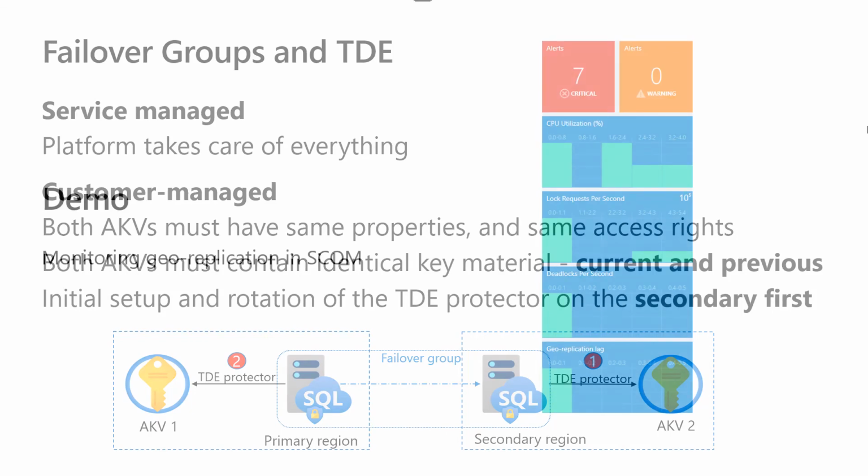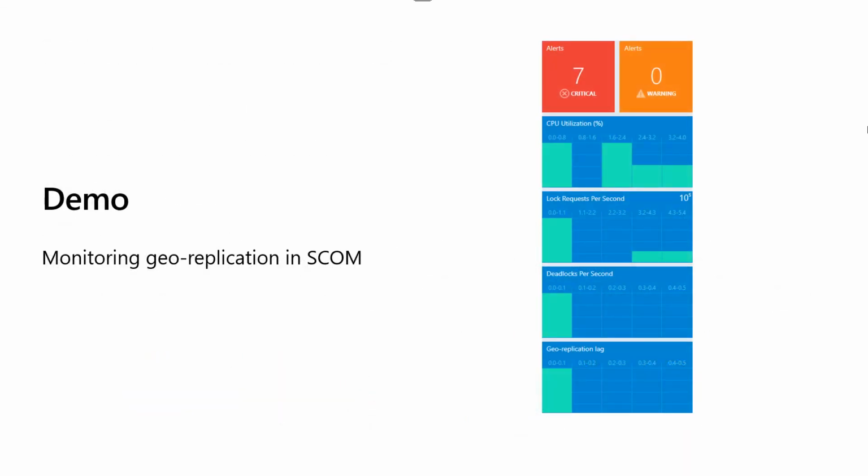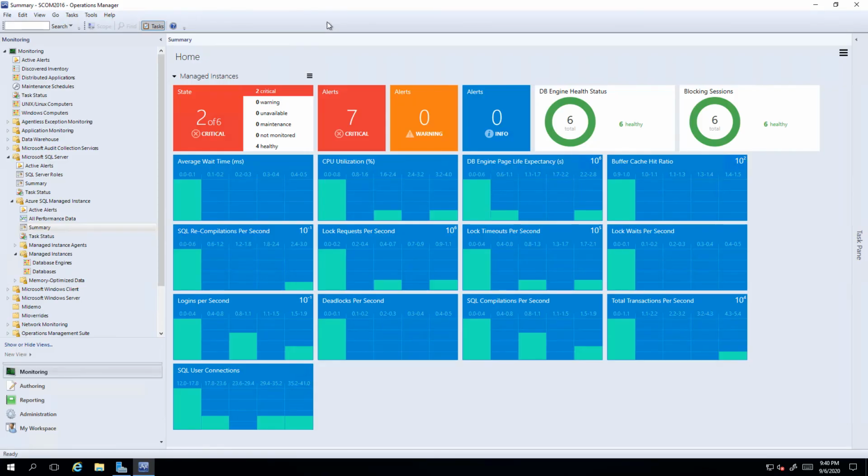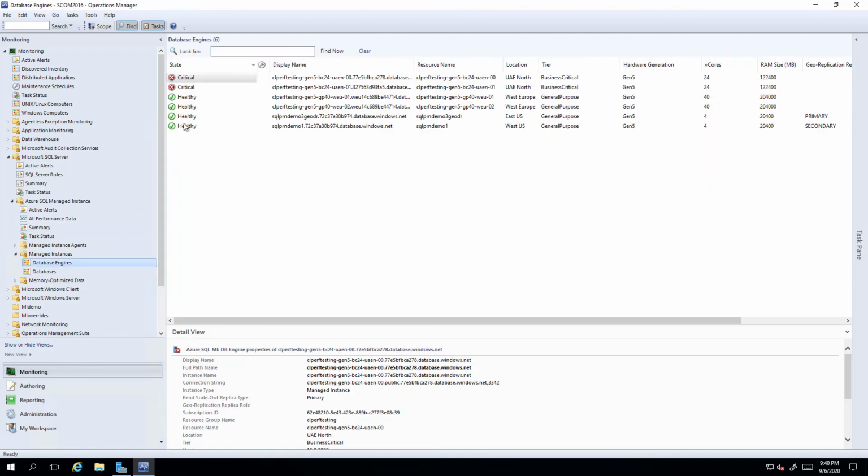Let's quickly go through the demo of SCOM monitoring of the geo replication. I am now in SCOM, System Center Operations Manager, and there are three things related to the geo failover groups that I want to show you. First, if I go to database engines, I have a list of discovered instances, and here I have a pair of instances within a failover group. One of them is primary and another one is secondary.